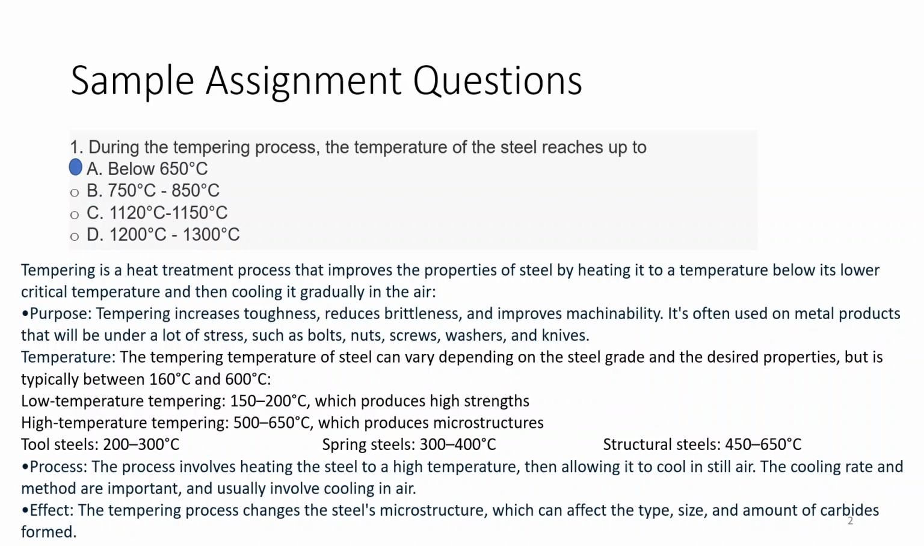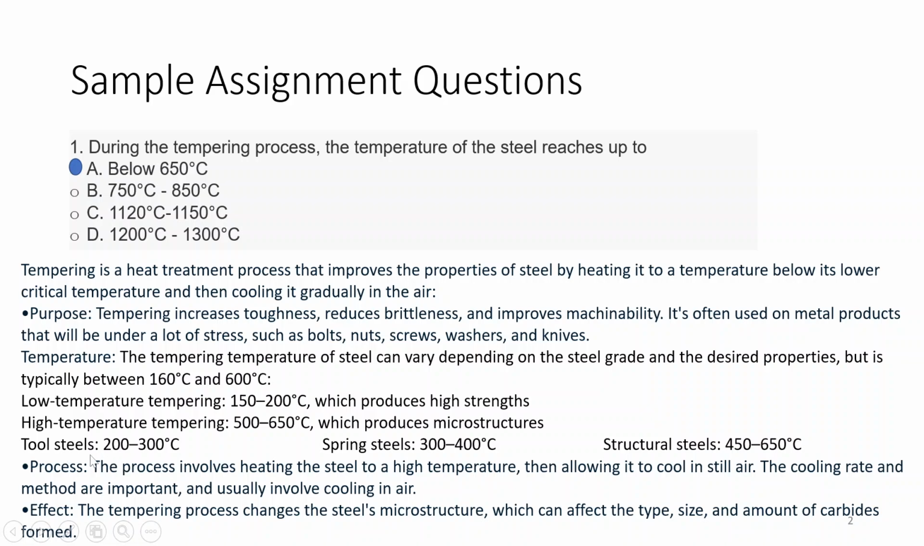Temperature: the tempering temperature of steel can vary depending on the steel grade and the desired properties, but is typically between 160 to 600 degrees Celsius. Low temperature tempering is done between 150 to 200 degrees Celsius, which produces high strengths. High temperature tempering is done between 500 and 650 degrees Celsius. It produces microstructures which are more near equilibrium.